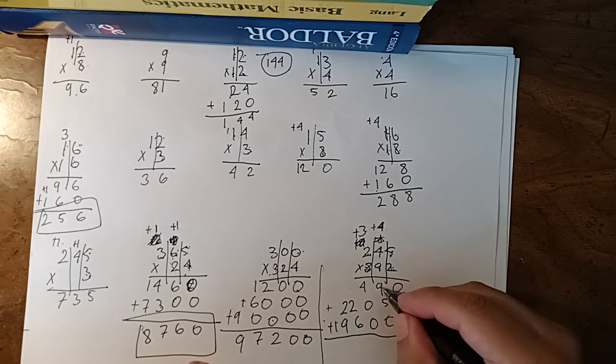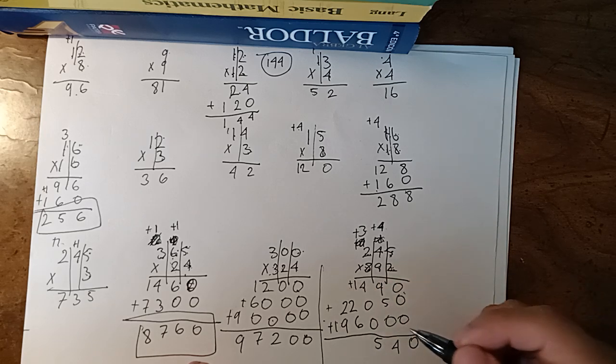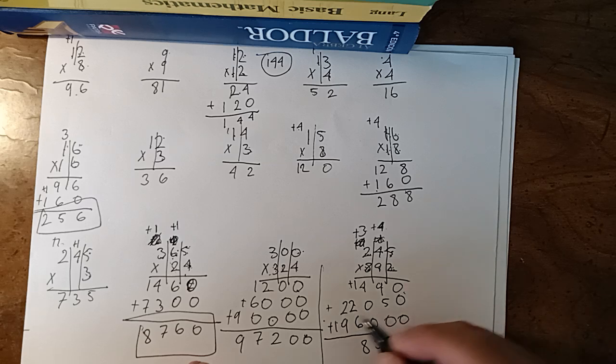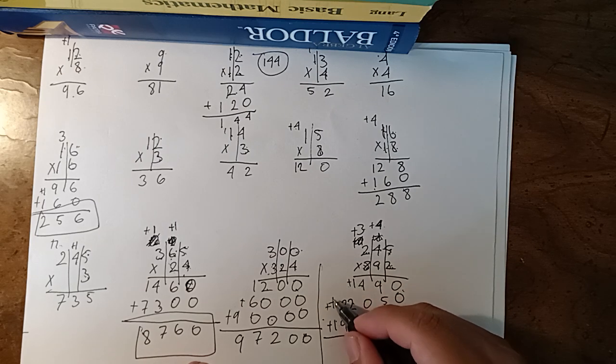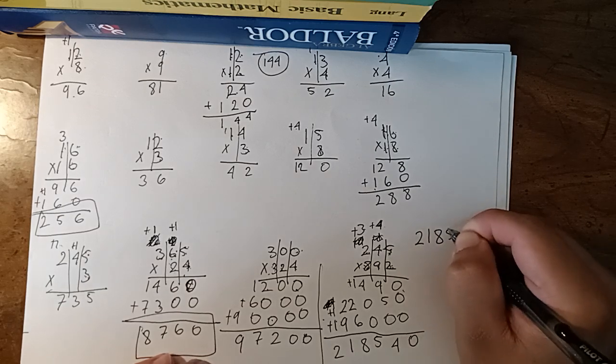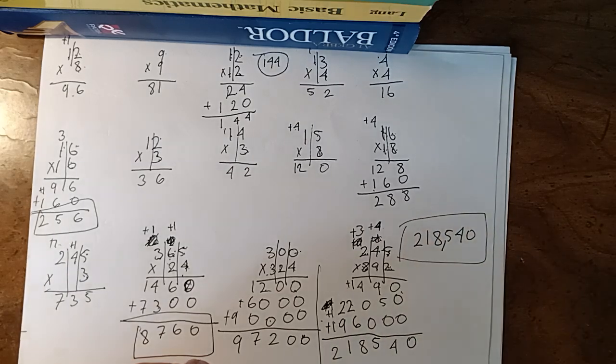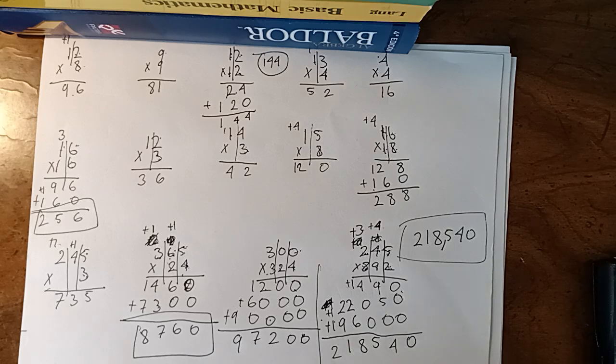Add it all up, we should get 0. This is 4. Carry the 1. 5. 8. 11 plus 1. Plus 1, sorry. Oh, it's getting a little messy here. Plus 1. It's 2. So the final answer should be 2, 1, 8, 5, 4. This should be the final answer for the last question. 218. Oh, right, sorry. 245 times 892 is 218,540. Yep, that's the answer.